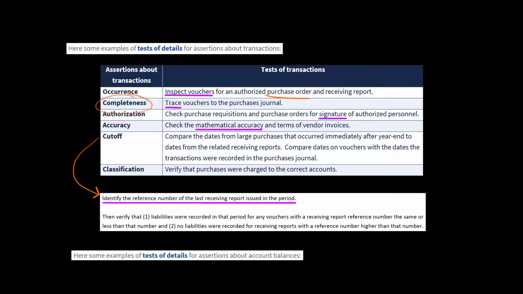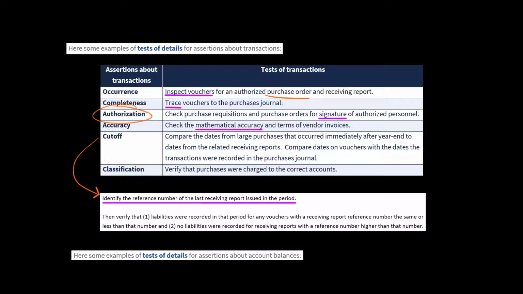Now, in terms of completeness, again, remember the danger is that maybe management understated the amount of purchase transactions because they wanted to understate their liabilities. So what the auditor could do is go and trace vouchers, right? Trace forward to see if those things were actually recorded in the purchases journal.